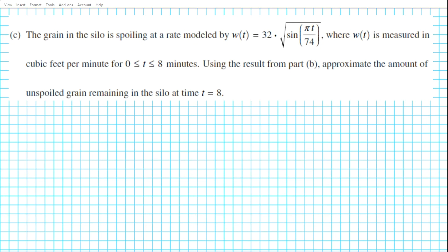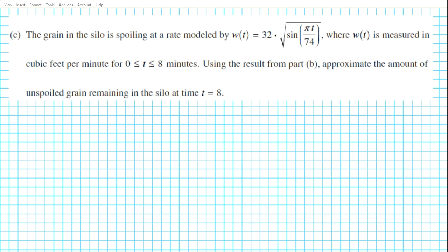So we're going to use that to approximate the amount of unspoiled grain remaining in the silo at t equals 8. Now this is a typical AP Calc AB question where you have a scenario where two functions are carrying out opposite actions. One function will be adding stuff to a pile, and the other function will be removing stuff, and you'll be asked to find the amount over a period of time after both functions act on the situation. So in this problem, g of t is the adder, what adds grain into the silo, and w of t indicates spoiling, which is the removal. So the spoiling process of the grains is the removal process. So g of t adds, w of t removes.